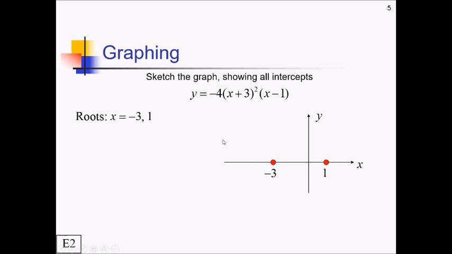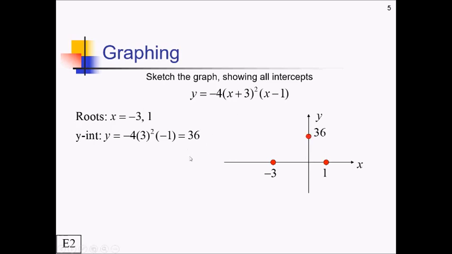Now we look at the y-intercept. So plugging in 0 for all the x's, we're essentially doing -4 times 3 squared times -1. So that's -4 times 9, which is -36, times another -1 gives us +36. So we're going to put that somewhere above the x-axis up here.